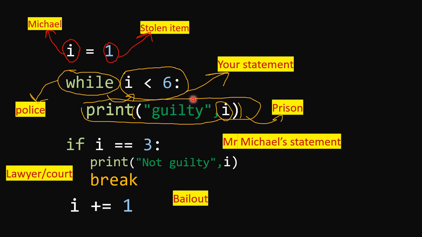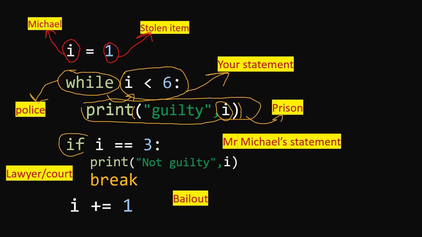He cannot escape it. Just like when we said if I is less than 6, print I. So right here we just added print guilty I. So I is always less than 6. It will keep on printing I. So Mr. Michael will remain here. He will be in prison. He will remain there.